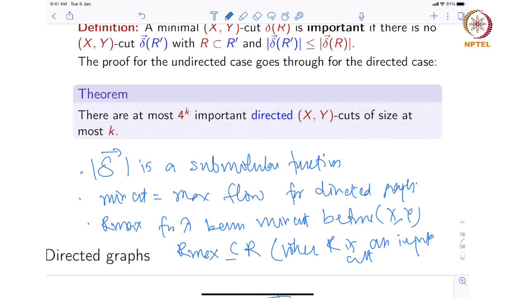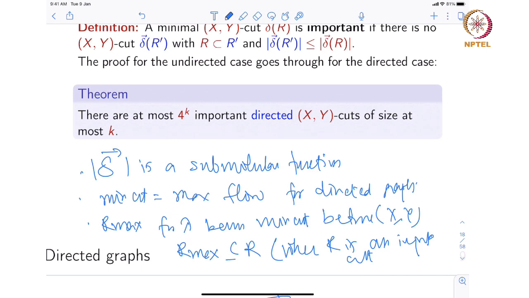You define R max with respect to min cut lambda like before. Then you show that R max is contained inside every important cut in a directed graph, right? So it's a very, very good exercise that you go back, look at each of the undirected lemmas we proved, and extend it to the notion of directed important cuts or directed min cuts the way we have defined here.